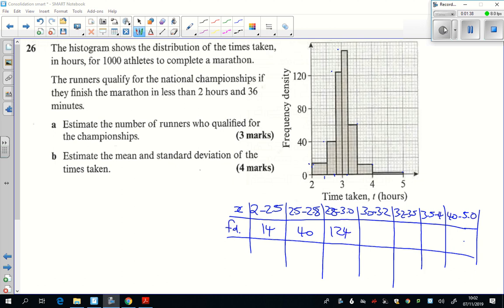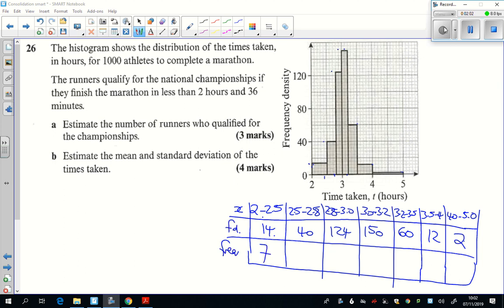Now you might disagree with me. I'm trying to see these as clearly as I can. They might not quite be right. That one I got as 60. That one I got as 12. And that one I thought was 2. They're the frequency densities. And so to find out what the frequencies are, what we do is we times the frequency density times the class width.